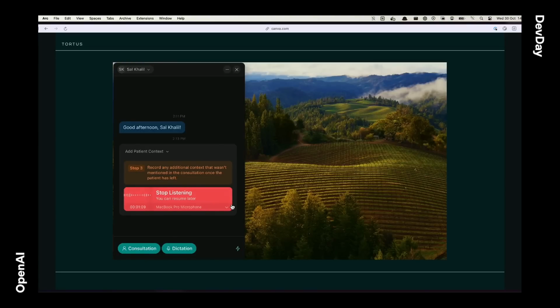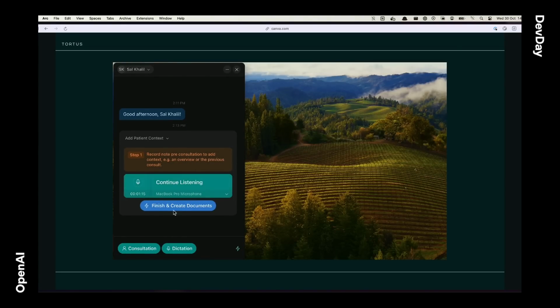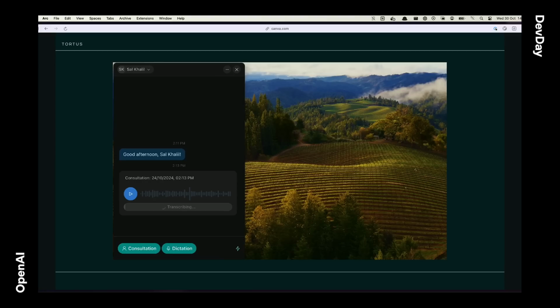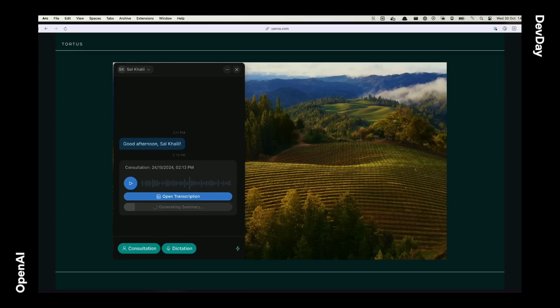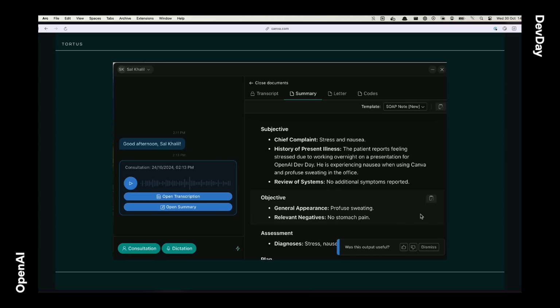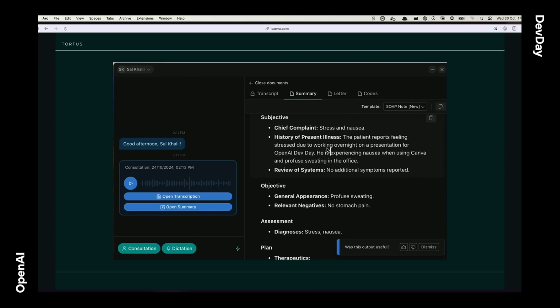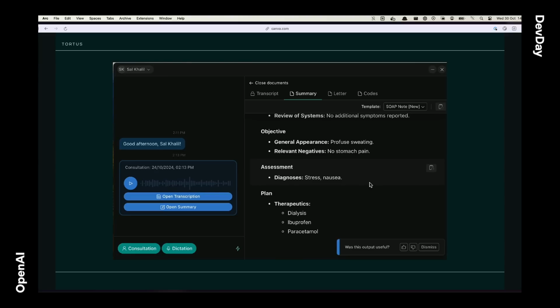So now we should see that Tortus will take our consultation, and we can create some documentation which can be filed into the electronic health record, which is where all the documentation about your doctor's visits is stored. So here we're generating the documentation, and let's now have a look at this summary. As we can see, it captures pretty well that Sal is quite stressed because he's presenting at OpenAI, and that he's nauseous and he's stressed. And we can also see that my prescription for dialysis, for being so dialed in, and ibuprofen is also mentioned.